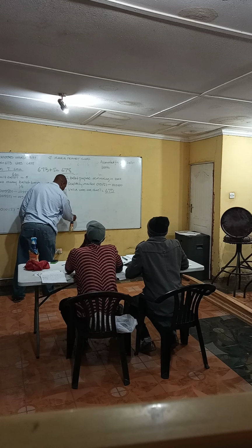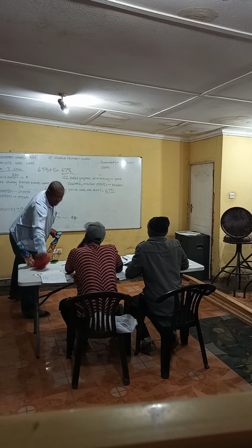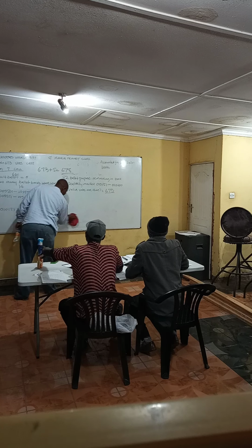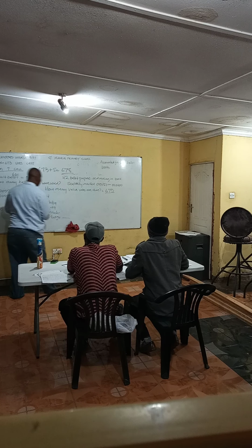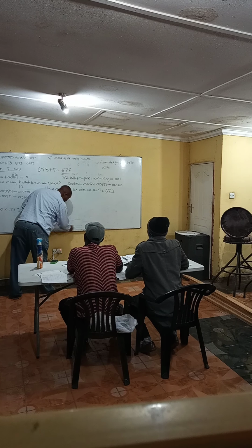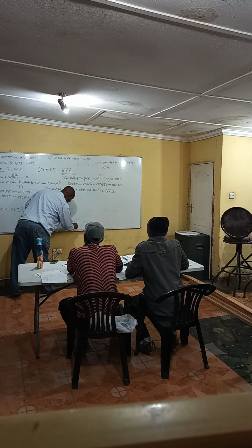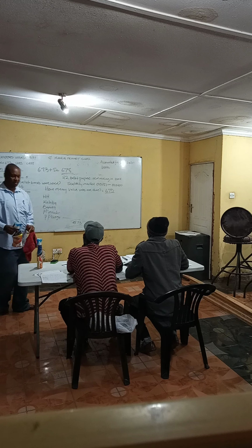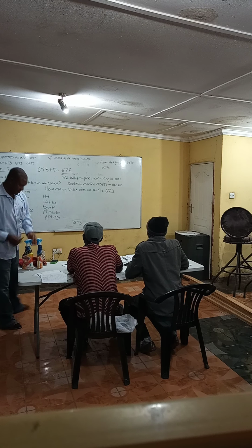Whatever happens, the number of votes should be within what? 673. The total after allotment must be 673. So it should tally. Should tally.